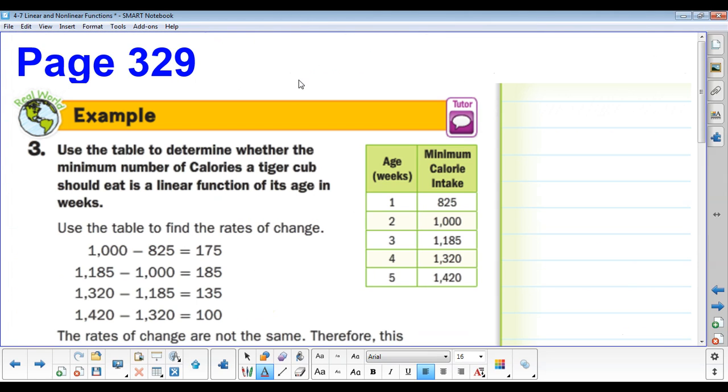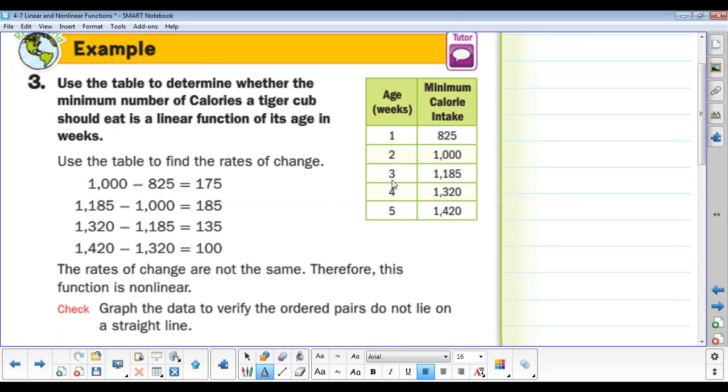So on page 329, they have us do the same thing with a real world problem. Here they're talking about calories in a tiger cub, and they're asking us, is it linear or not? So again, looking through it, we see that the age is going up by 1 each time. And here, now notice here, to find the difference, they're doing 1,000 minus 825. That means it went up by 175.